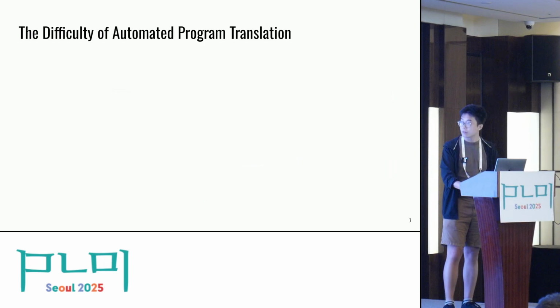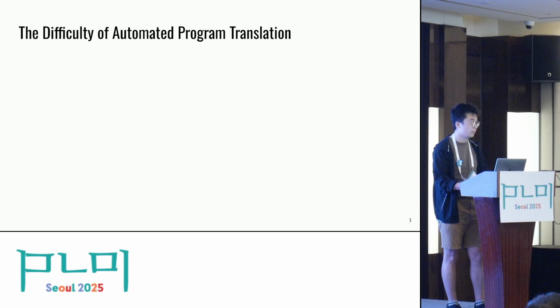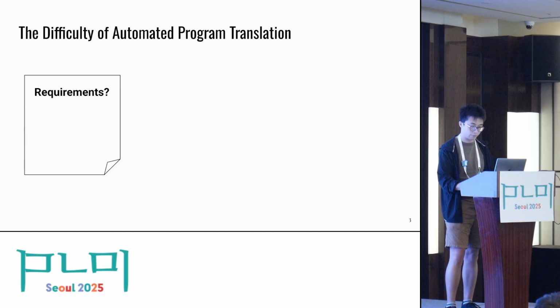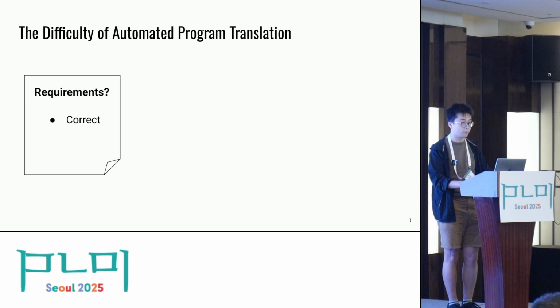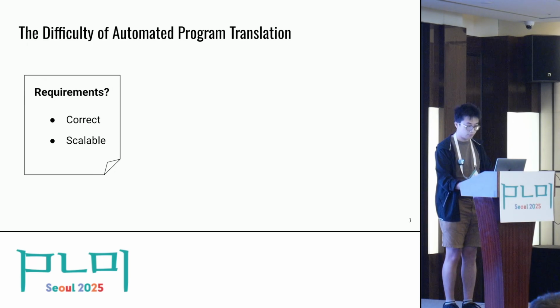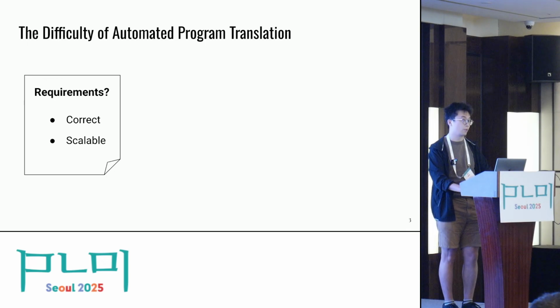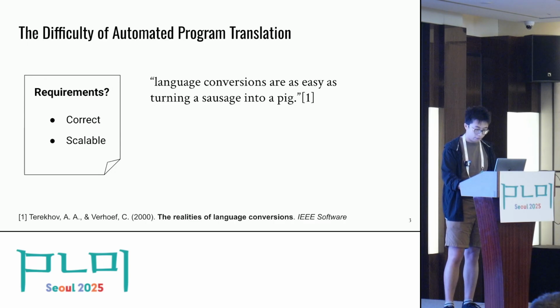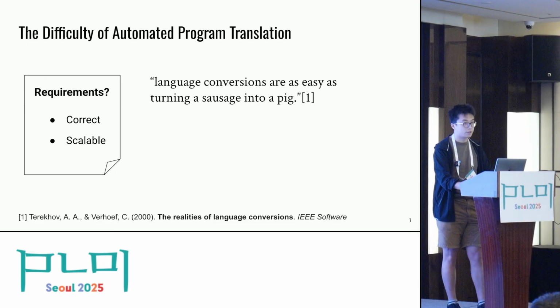Okay, so despite its potential usefulness, we don't really have much success in this problem. There are at least two requirements for the task. First is correctness, which means that we want the translated program to have equivalent external input-output behaviors. And the second is scalability, which means that we want the translation mechanism to be able to deal with realistic long software. And people have been working on this for a while.